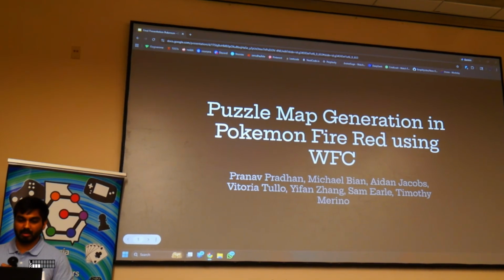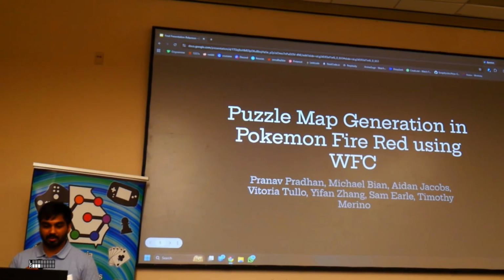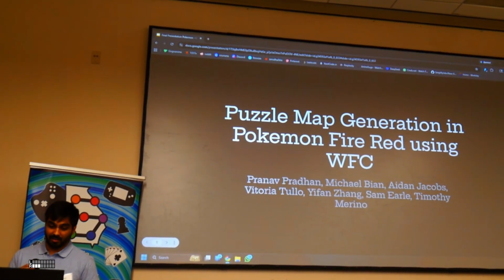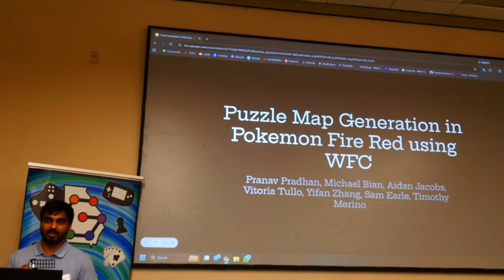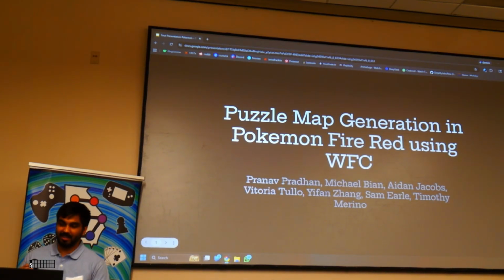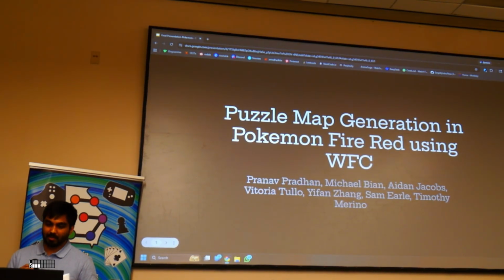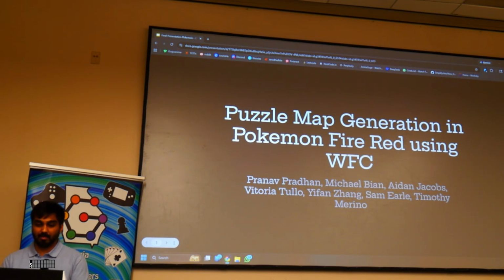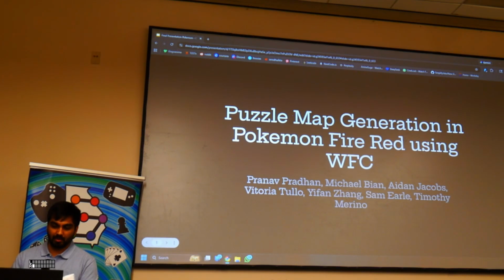My name is Pradhan. I'm a master's student in computer science at NYU, and I'm also researching in the Games and Innovation Lab. I'm going to talk about how we use wave function collapse to generate playable puzzles in Pokemon Fire Red. This work sits at the intersection of procedural content generation and puzzle design for top-down RPGs. Our goal wasn't just to generate maps that look valid, but maps that are actually solvable, interesting, and fun to play.